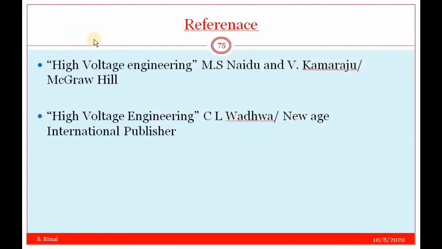These are the references for the numericals that I have shown. You can get the solution from this reference book. Please refer to this book if necessary.